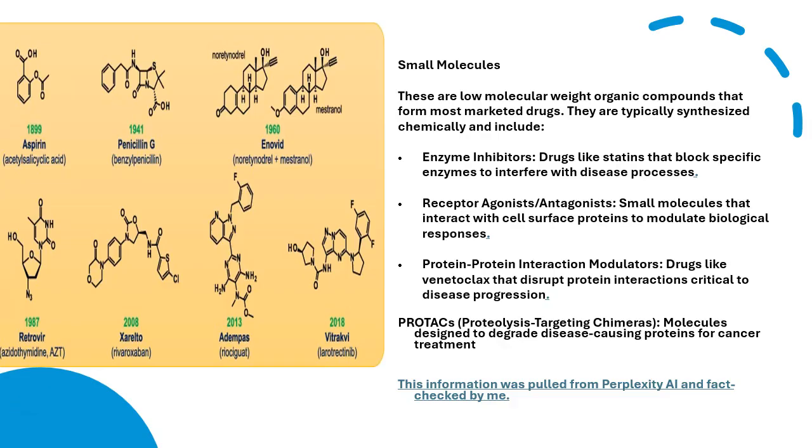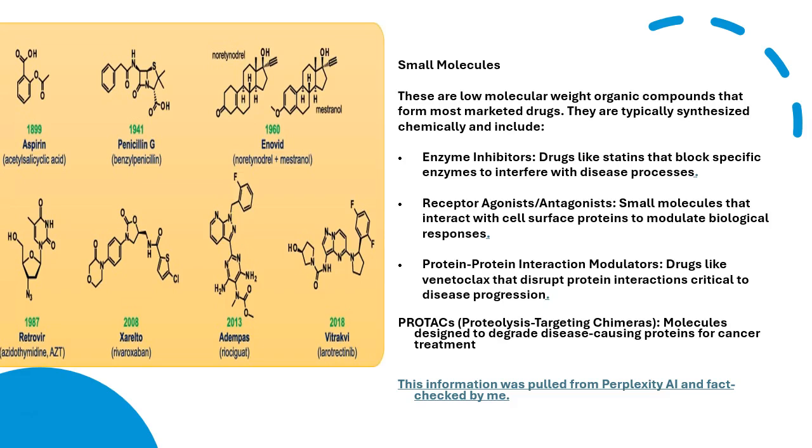Finishing up with our macromolecules, we're moving on to the small molecules, and these are typically your synthesized drugs, for example, aspirin, penicillin, any of these ones listed on the left-hand picture. They're enzyme inhibitors. They block certain enzymes to interfere with the disease processes.